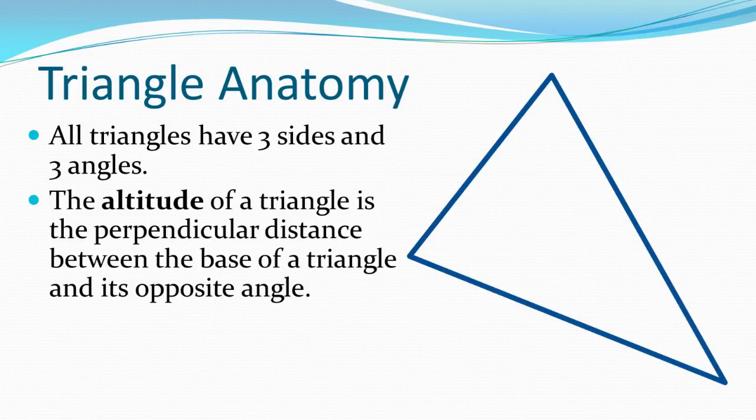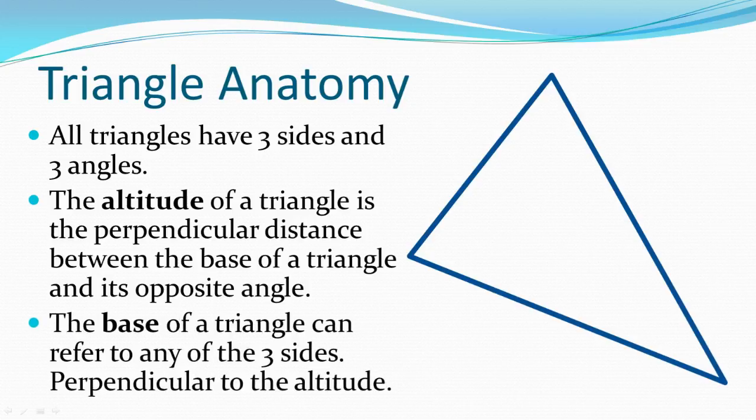The key word here is perpendicular, so I need a line that makes a 90-degree angle with one of the sides, goes through the triangle, and cuts directly to the opposite angle. When we make an altitude, the base is the side that we're drawing the perpendicular altitude to. The base of a triangle can refer to any of the three sides. It's perpendicular to the altitude.